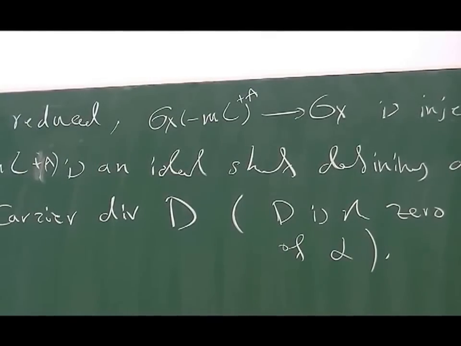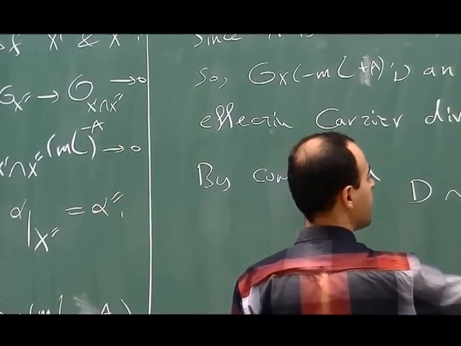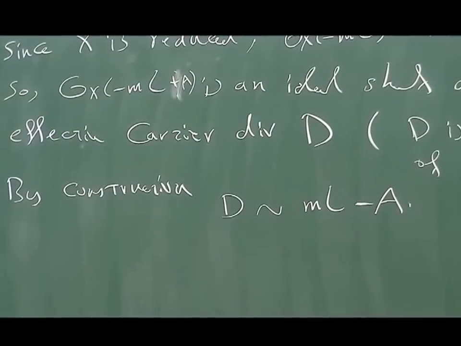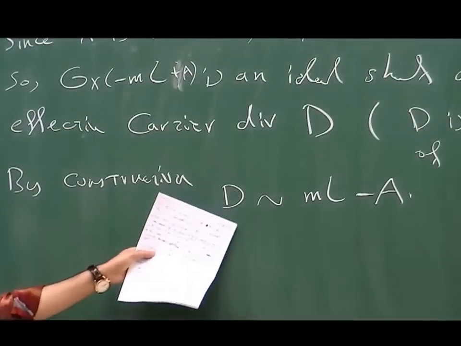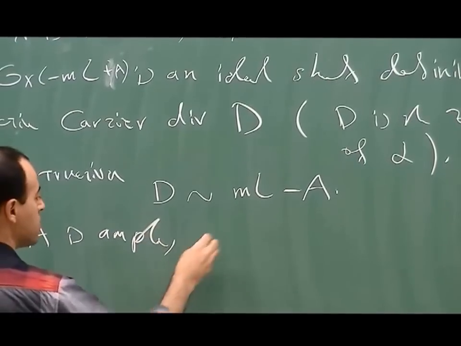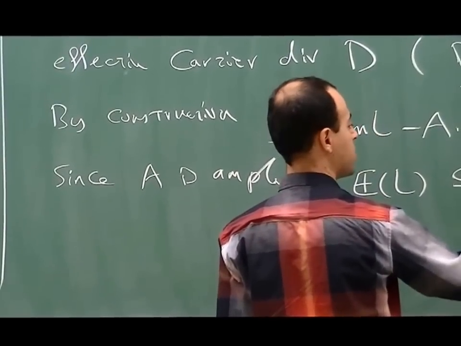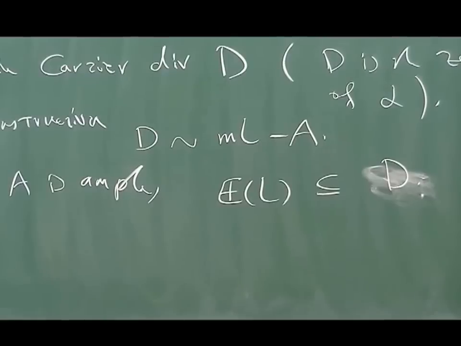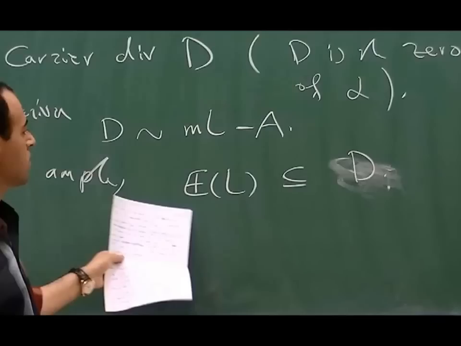So now, by construction, the D will be linearly equivalent to ML minus A. So if there was no A, then you just get D linearly equivalent to ML. But what I want is ML minus this divisor. So the idea is to try to lift sections from D. So because you have this ample divisor, then you can see easily that the exceptional locus of L is inside, or just a subscheme that is inside this Cartier divisor. That's because you have this ampleness. If you have anything outside this Cartier divisor D, the section of A and D will give you something which is quite big. That's by definition.